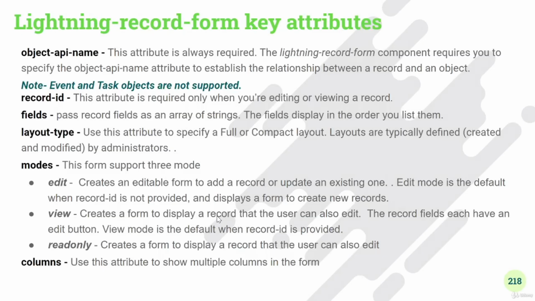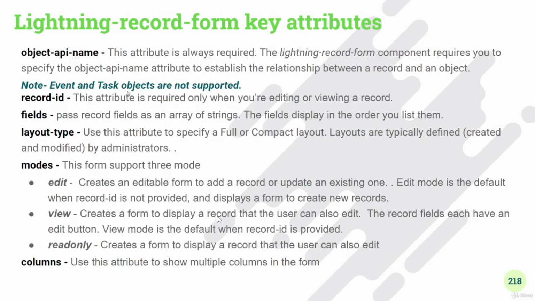The most important property is the object API name. This attribute is always required with the Lightning Record Form component. Basically, in this attribute you have to mention what your object is, whether it's an account, contact or opportunity. The key point to note here is that event and task objects are not supported with this form.